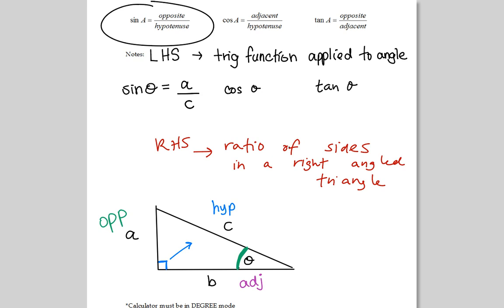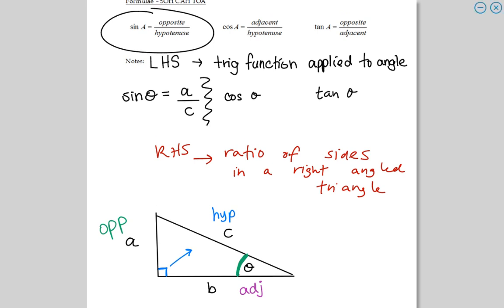Left-hand side is some trig thing in my calculator with an angle. And the right side is some ratio of sides. In this case, A over C. What will the cosine of theta be? B over C. Excellent. Don't be afraid to yell out, you guys. I like it. Tan theta? A over B. Beautiful. And those are the formulas.